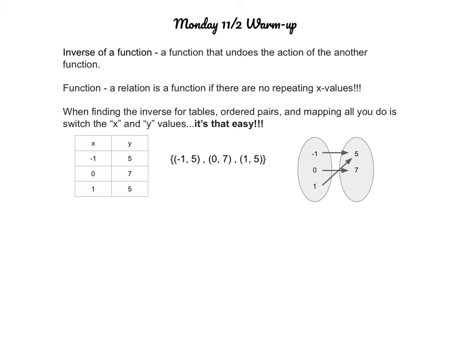So let's talk about inverse of functions. An inverse of a function is a function that undoes the action of another function. So let's go back to this original slide. When finding the inverse for tables, ordered pairs, and mappings, all we do is switch the x and the y values, and it's really that easy. So what we're looking at this week initially are inverses of tables, inverses of ordered pairs, and inverses of mapping situations. First, we should talk about how to denote the inverse.